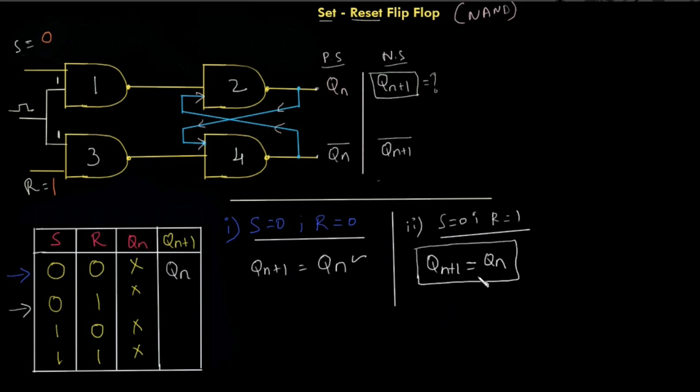That means Qn+1 bar, right? If you can find a value for Qn+1 bar, then you can automatically find a value for Qn+1 as well. Now we are going to find a value for Qn+1 bar, right? What is Qn+1 bar? That is what we are going to find.